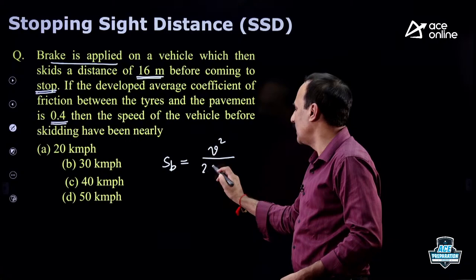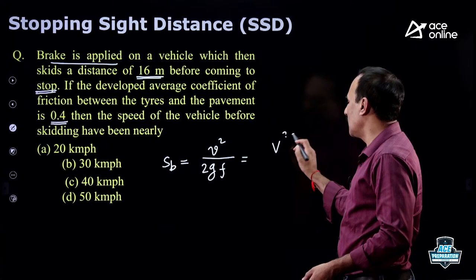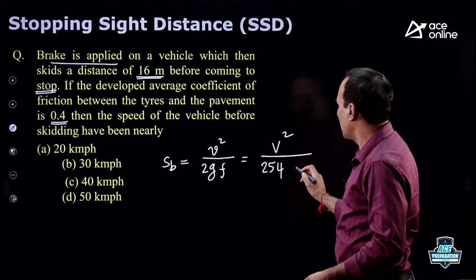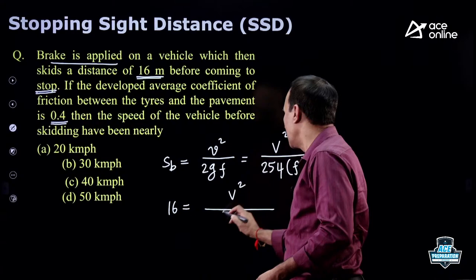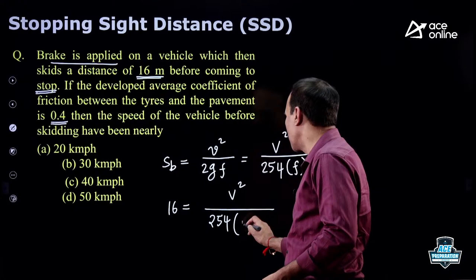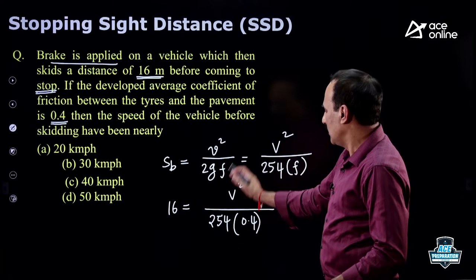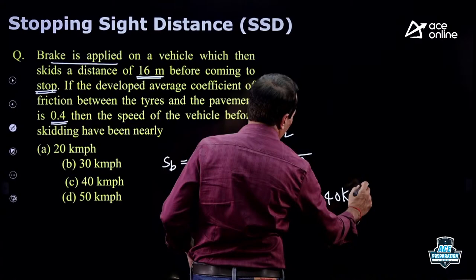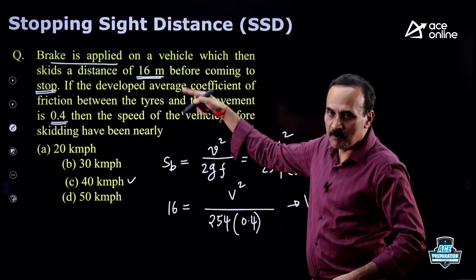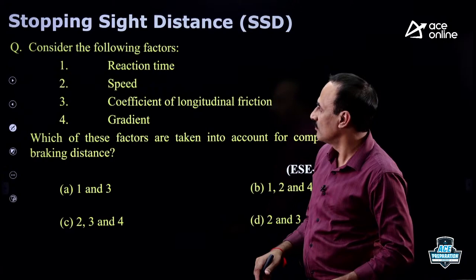V square by 2gf, you can take it. If you are using capital V, this is capital V square by 254f. Longitudinal friction. Braking distance is 16. V square, 254, f is 0.4. Substitute and then simplify. Just a simple simplification. In the GATE question, an online calculator is allowed. So the design speed, directly you will get in kmph. It is 40 kmph. You can directly pick up the answer as option C. Especially in multiple choice questions in the GATE exam, negative marking is there.